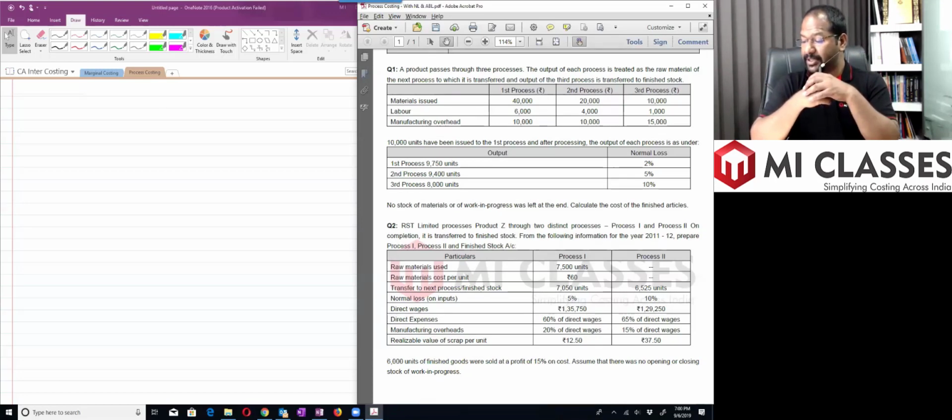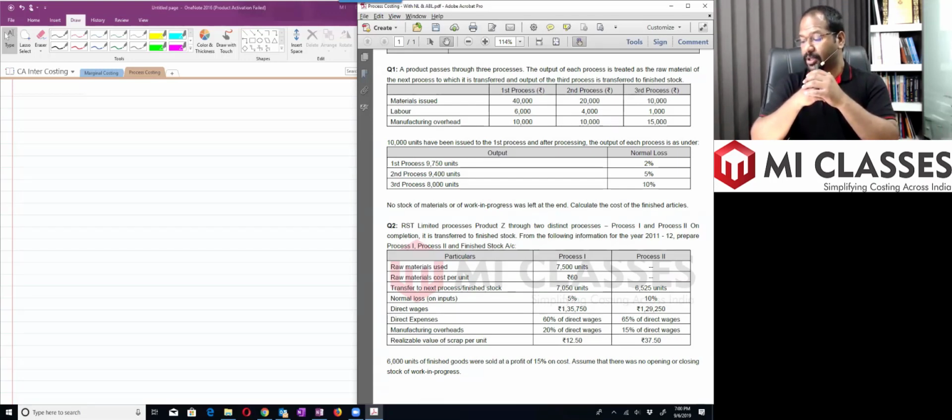Now, material issued in process 1 is 40,000. Labor is 6,000, and manufacturing overhead is 10,000. So in total in process 1 I have spent 56,000 rupees. Similarly, in process 2 I have spent 20,000, 4,000, and 10,000. Total again I have spent 34,000 rupees. In process 3 I have spent 10,000, 1,000, and 15,000. Means in total I have spent 26,000 rupees in process 3 as well.